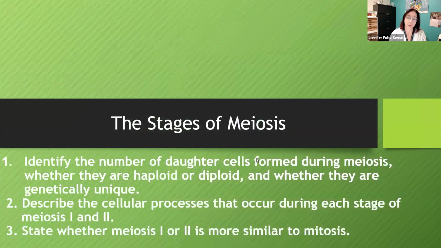So as I go through meiosis, I have a bunch of different videos that I think are useful for you to visualize the process. So hopefully you're not going to get sick of videos, but I think they really help. All right, so your learning objectives: identify the number of daughter cells formed during meiosis, whether they are haploid or diploid, and whether they are identical or genetically unique. Describe the processes that occur during each stage of meiosis and whether meiosis 1 or 2 is more similar to mitosis.